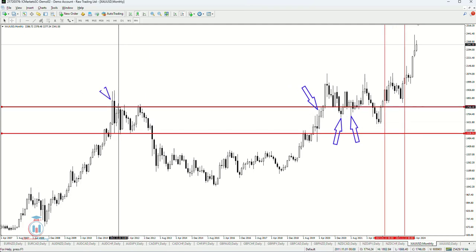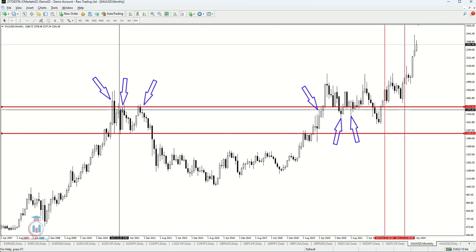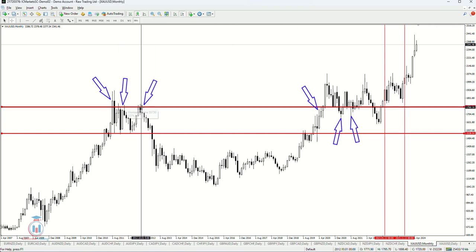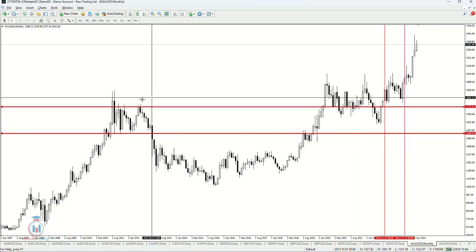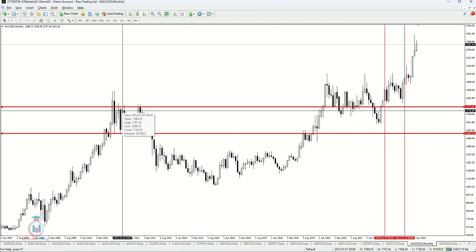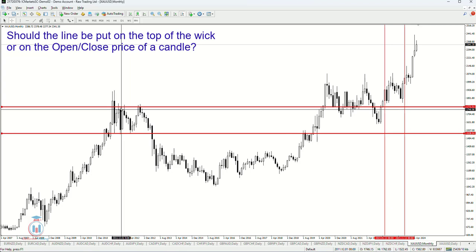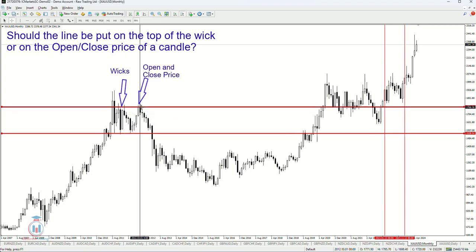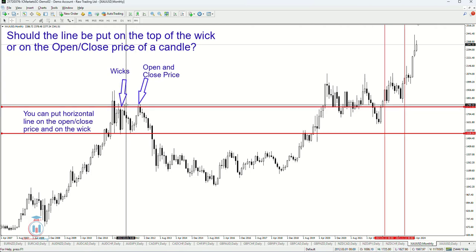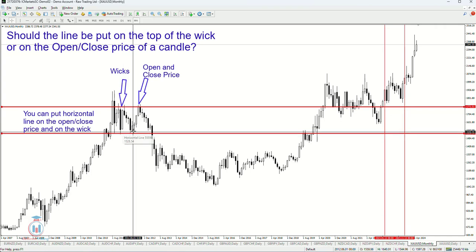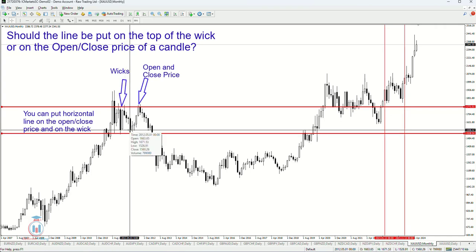So this could also be an area where the price is touching. You can take a look here that the price is touching this area for several times, and also this one here and this one here. Now if you have a question where to put horizontal support and resistance lines, should I put them where the price is opening and closing, or should it be on the wicks? So it depends, because you can put horizontal support and resistance lines on the wicks and also on the open and close of the candlestick.